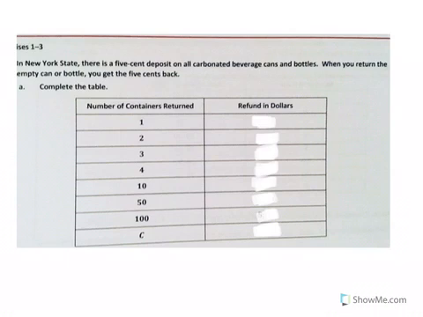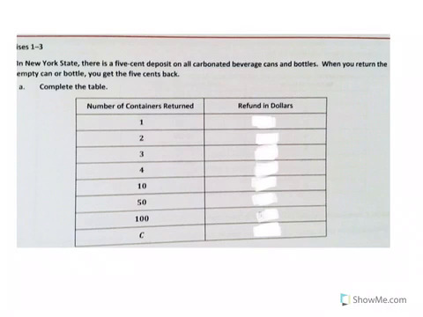Complete the table. All right, so number of cans, or number of containers, because it can be bottles too. Number of containers returned. We go 1, 2, 3, 4, and they jump down to 10, 50, 100. So they're just showing you the different numbers of containers that you could return. It wants to know what the refund would be for each number of those containers returned in dollars. Now, it didn't just say refund, it says refund in dollars, because they need to know, is it refund in cents? Is it refund in dollars? So they're very specific there.